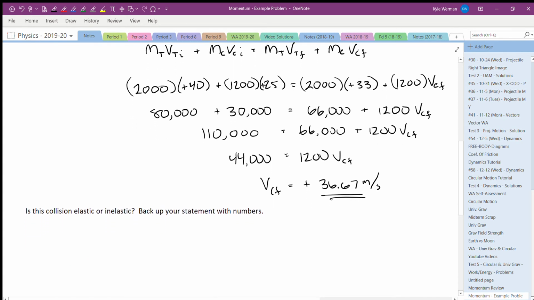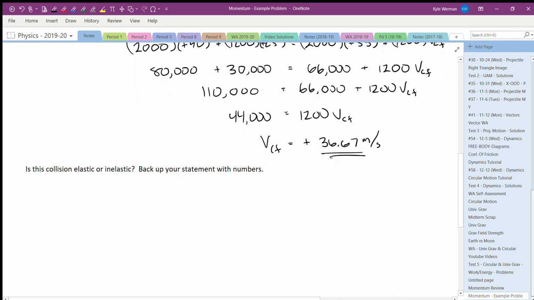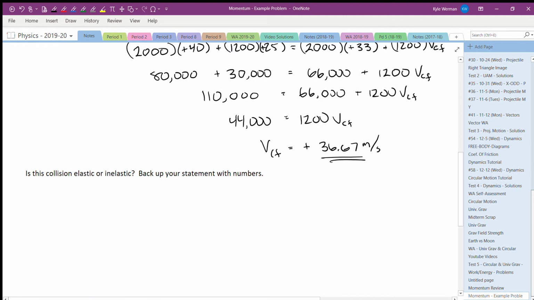So the question to follow up is, well, now that we know the velocity, what was it, elastic or inelastic? And the difference between these two is really, is the kinetic energy of the system conserved?